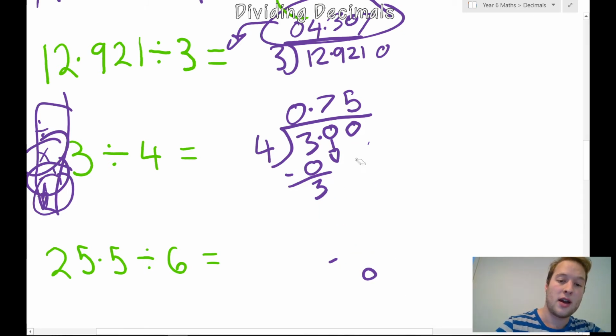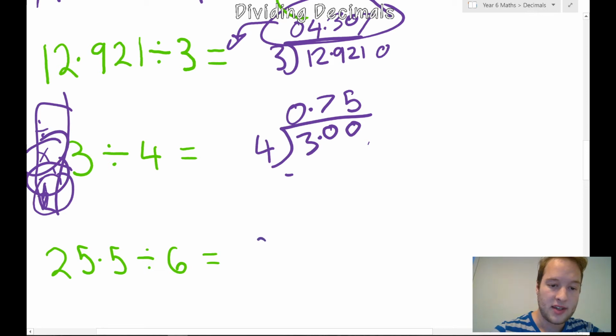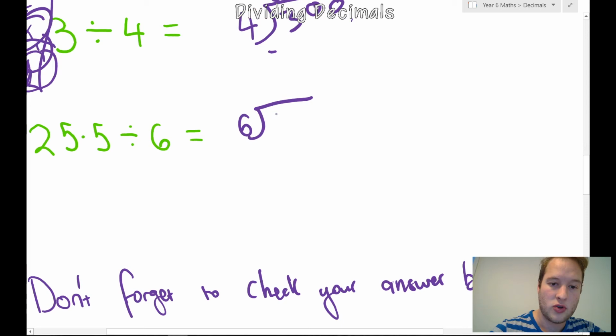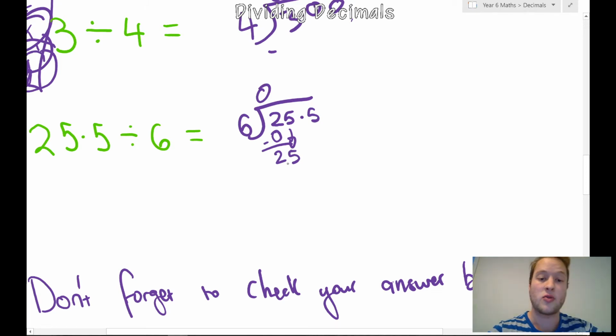Yeah. Let's go this final question here. 6 into 25.5. So 6 into 2 goes in 0 times, which gives me 2 remainder, right? I bring down my 5. I don't need to do any decimals yet because I'm not up to decimal point yet. 6 into 25, 6, 12, 18, 24. Yeah, I'm on 24. If I go any further, I'm going to be past 25.